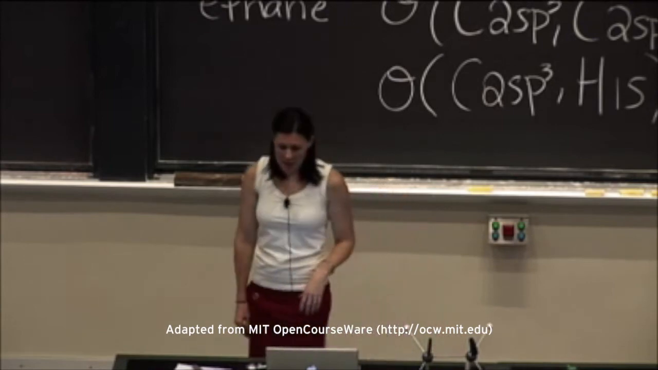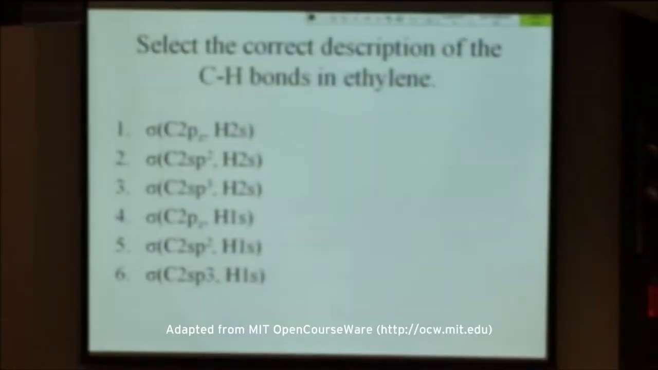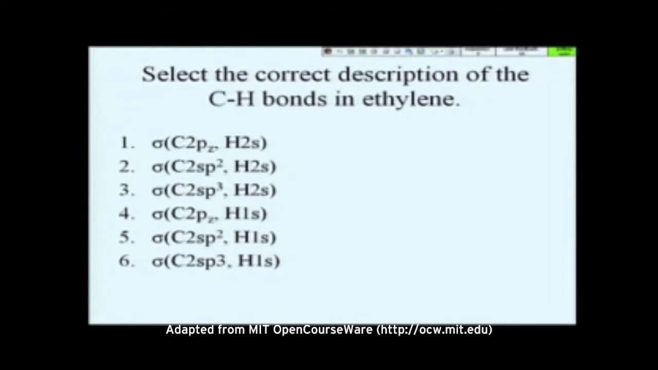All right, so in addition to having these two carbon bonds, we actually also have 4 carbon-hydrogen bonds in addition to our carbon-carbon bonds. So why don't you tell me what the valence bond description would be of these carbon-hydrogen bonds? So let's take 10 seconds on that.